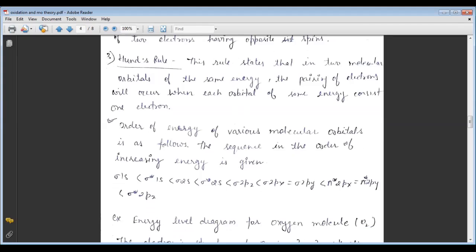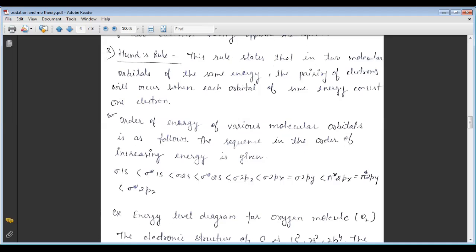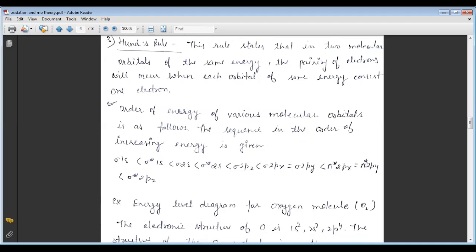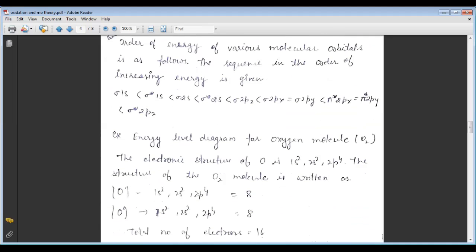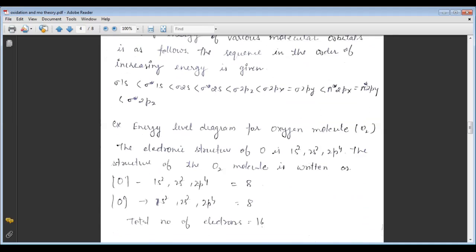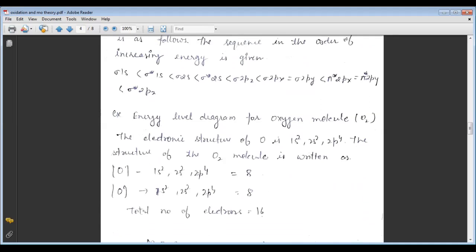Okay, so this rule states that in two molecular orbitals of the same energy, the pairing of electrons will occur when each orbital of the same energy contains one electron. Then we go with the order of filling the electrons, or the energy level. So the order of energy of various molecular orbitals is as follows, a sequence in the order of increasing energy. So here we can arrange these in increasing order.